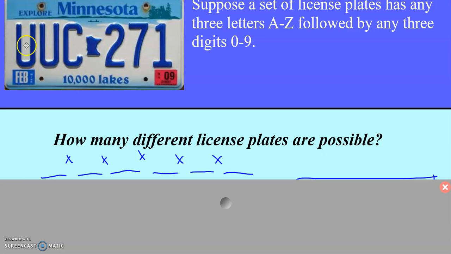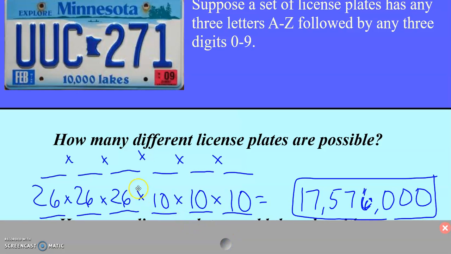Since there are 26 letters, the first thing we'll have 26 ways to choose, so you put a 26 there. Second thing is also 26 options. Third symbol is also 26 options. In terms of digits, since 0 is included, there are 10 options, followed by 10 options, followed by 10 options. So when I plug in those numbers, I get 26 times 26 times 26 times 10 times 10 times 10 for a total of 17,576,000 different license plates that could be made.